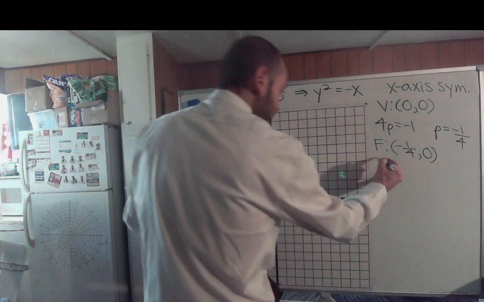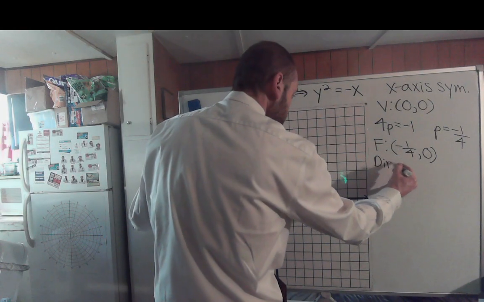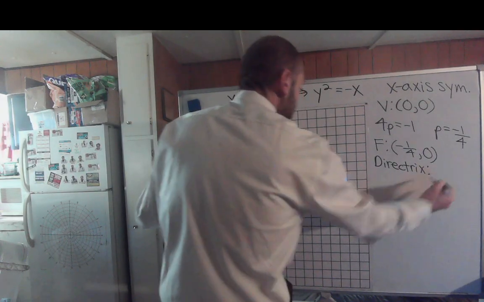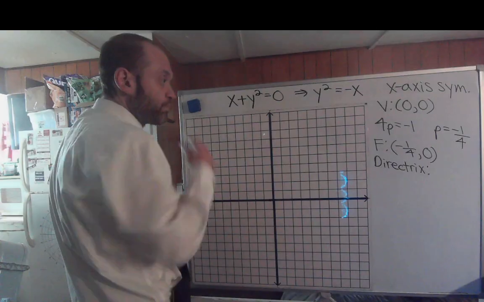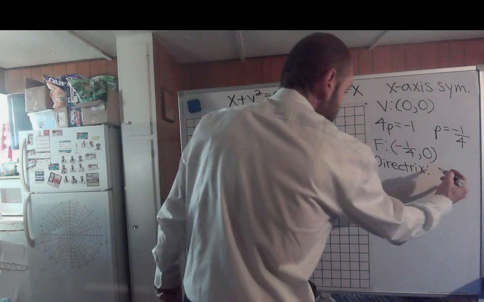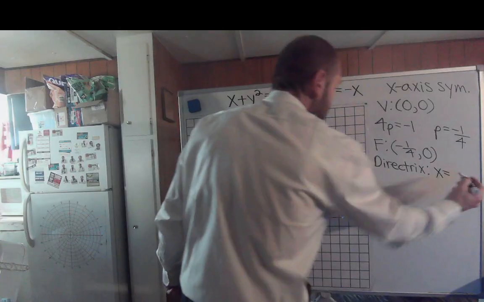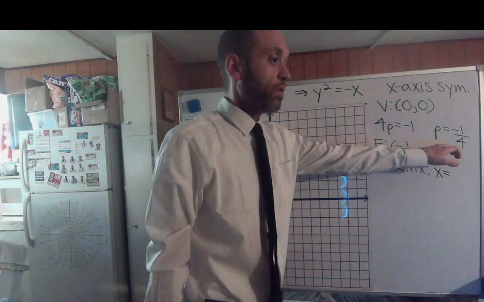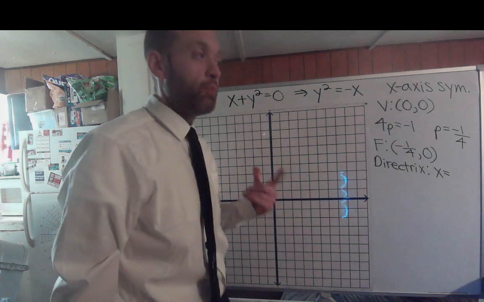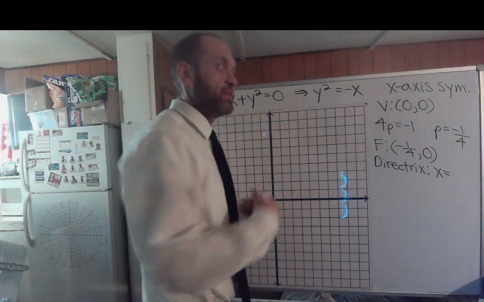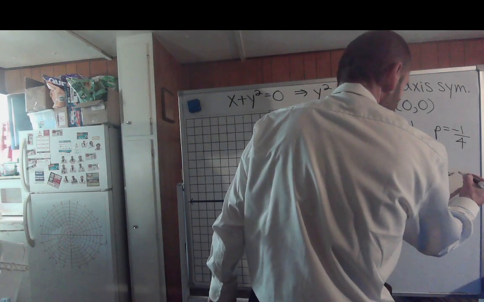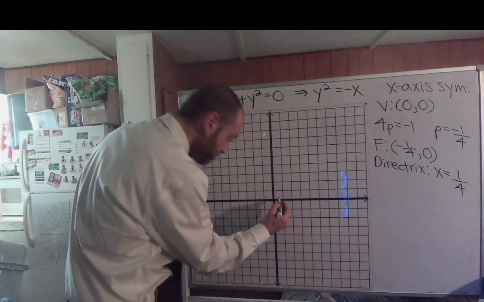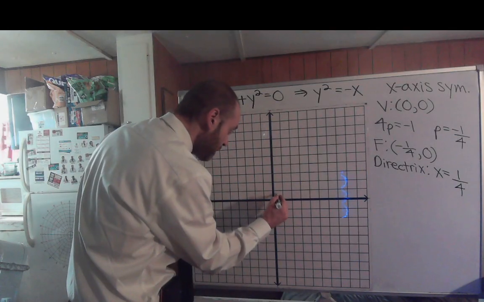And then my directrix, well, of course it's x-axis symmetry, so it's going to be in the form x equals, but I'll subtract negative 1/4 from that 0. So 0 minus negative 1/4 is the same as 0 plus 1/4. So the directrix will be at x equals positive 1/4, which would put that right about there.